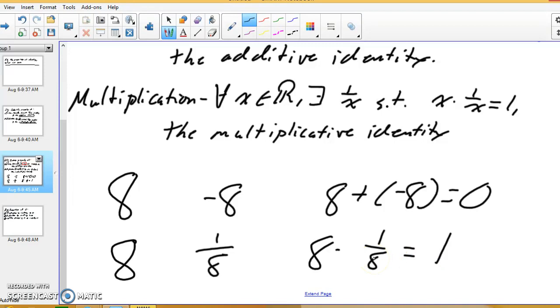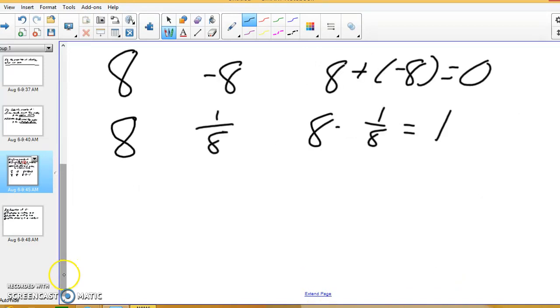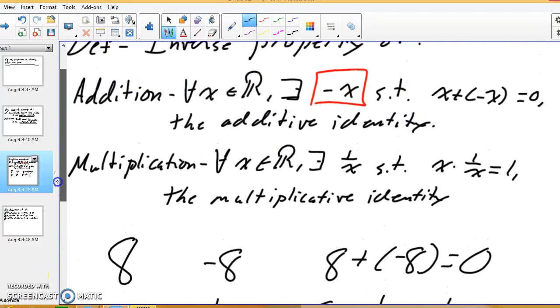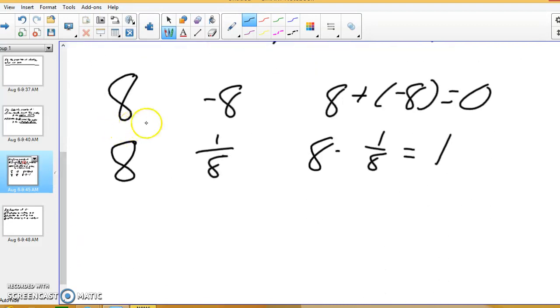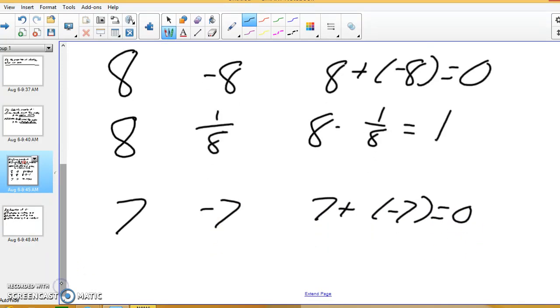So again, every single number has the same additive identity, which is 0. Every single number has the same multiplicative identity, which is 1. But every single number has its own additive inverse and its own multiplicative inverse. Just like for 7, its additive inverse wouldn't be negative 8, it would be negative 7, because 7 plus negative 7 is equal to 0. And its multiplicative inverse would be 1 over 7, because 7 multiplied by 1 over 7 is equal to 1.